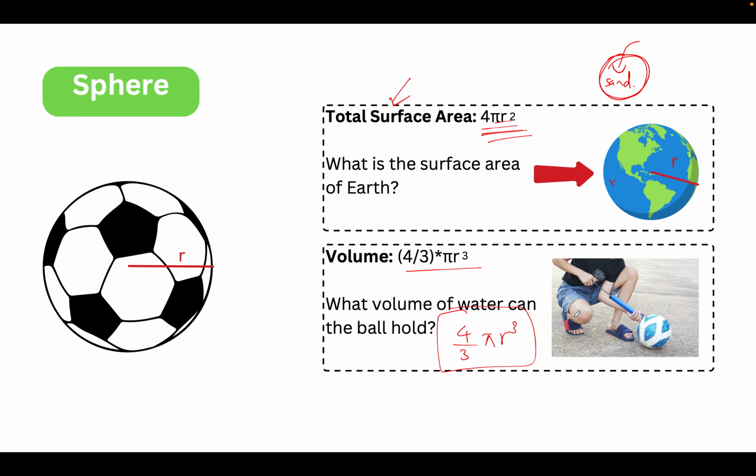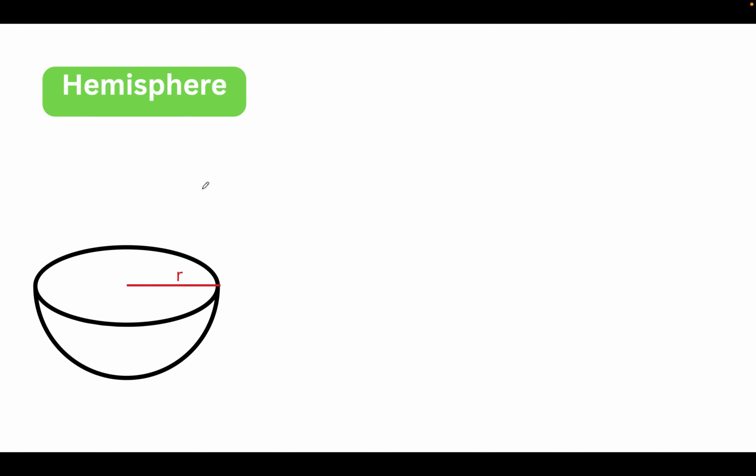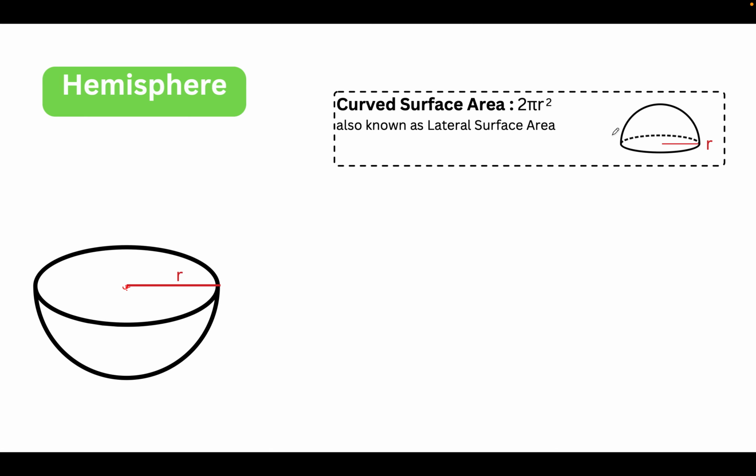Okay, this is a hemisphere, and if we cut this sphere into half we will get a hemisphere. So it is a hemisphere and it has radius r. And to find the curved surface area of a hemisphere we will use the formula 2 pi r square. As I have already told you, if you find any difficulty in understanding this or the derivation of the formula, I can provide you a link that helps you understand the derivation.